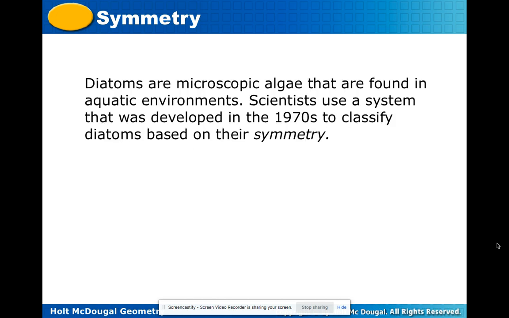And so diatoms are microscopic algae that are found in aquatic environments, and scientists actually use a system that was developed in the 1970s to classify diatoms based off their symmetry. So in reality, a lot of algae and animals in the ocean and waters have a lot of symmetry, and so that's kind of where we came up with the idea in geometry and math of symmetry.